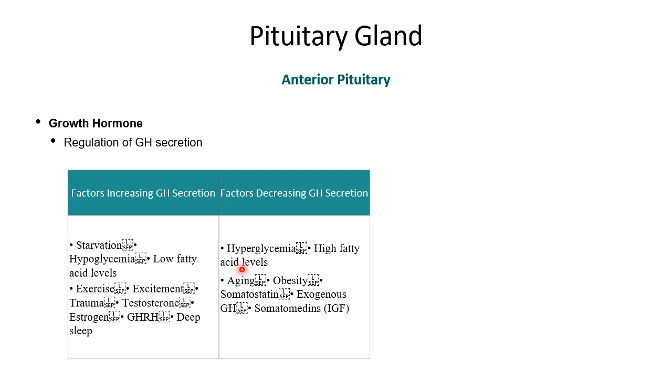What factors decrease growth hormone secretion? Hyperglycemia, so technically the opposite, right? High fatty acid levels, obesity, somatostatin, exogenous growth hormone, and aging. So the rest here, especially the latter ones, are part of negative feedback functions.